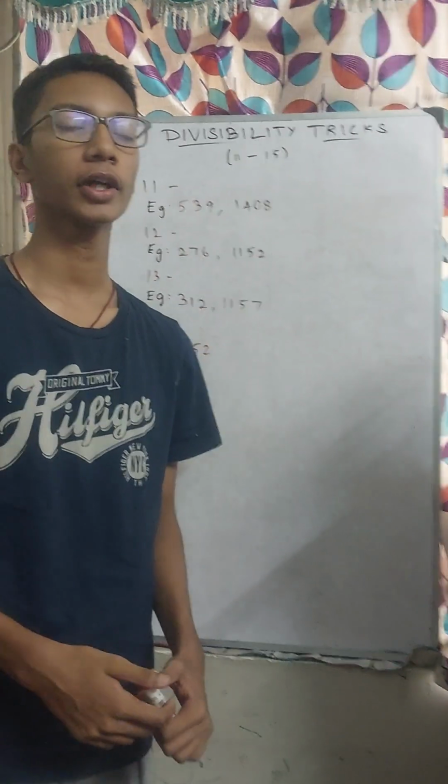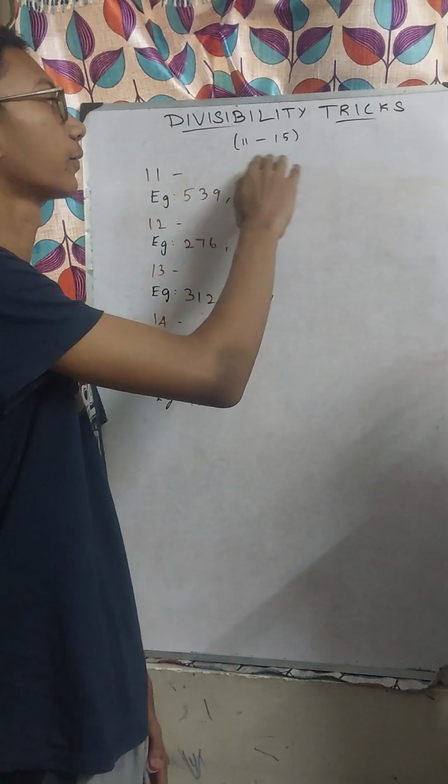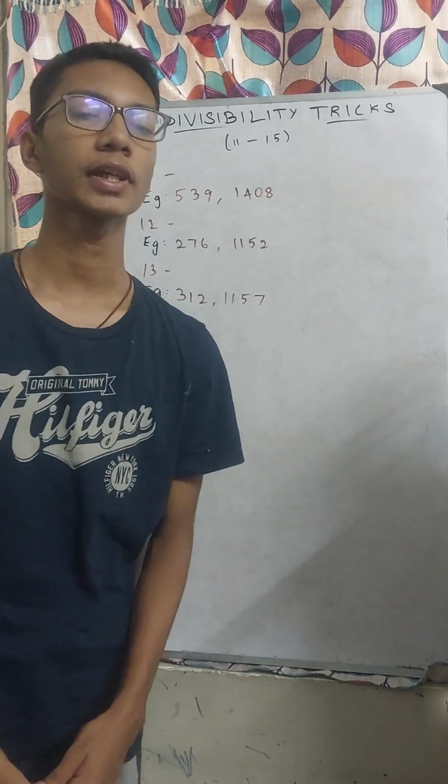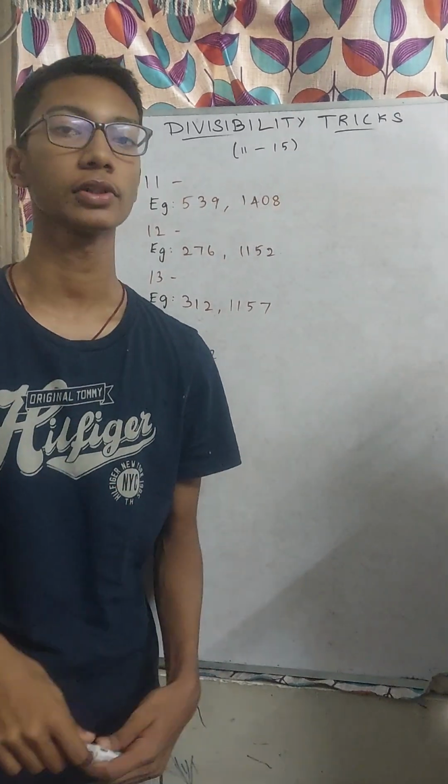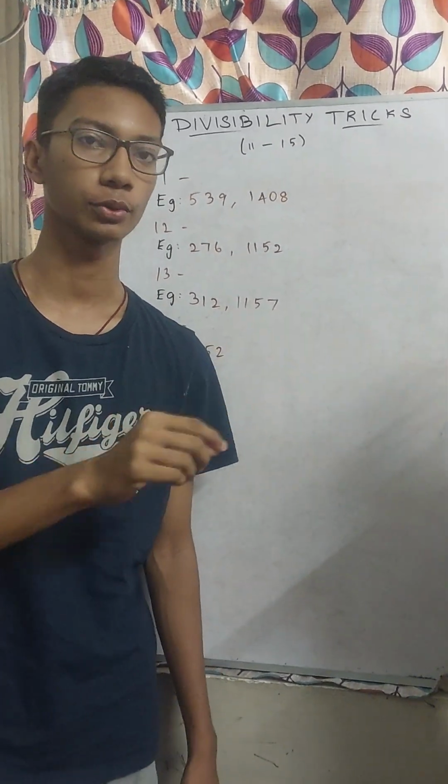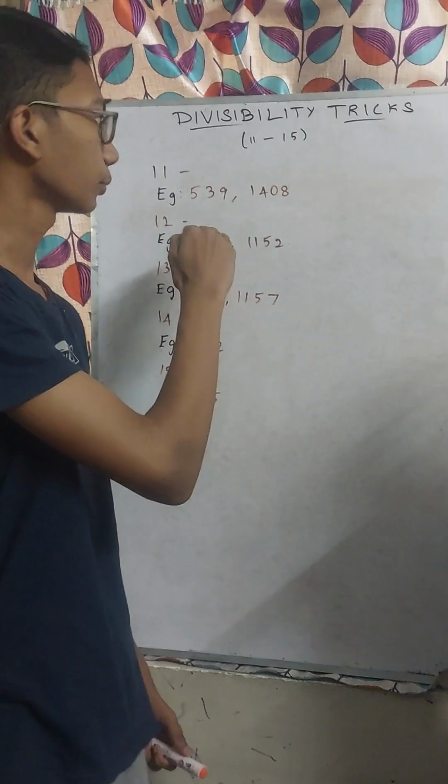In this video, we are going to be seeing the divisibility tricks for the numbers 11 to 15. This is actually a part 2 video, where in the first part we saw the divisibility tricks for the numbers 1 to 10. So let's start with 11.